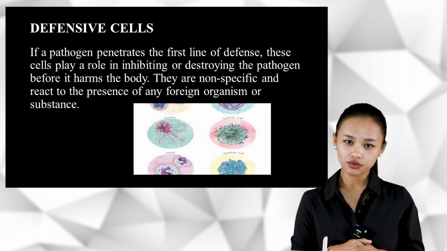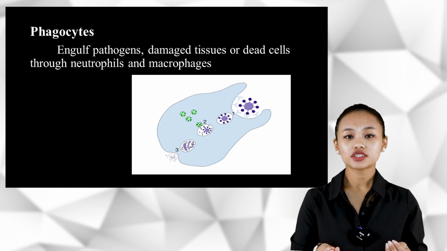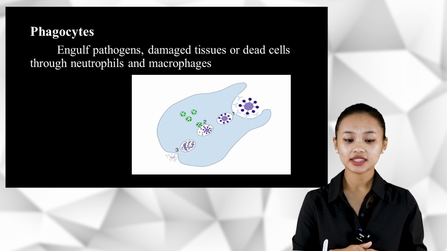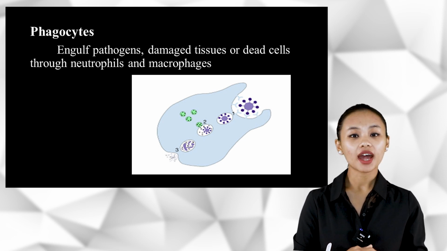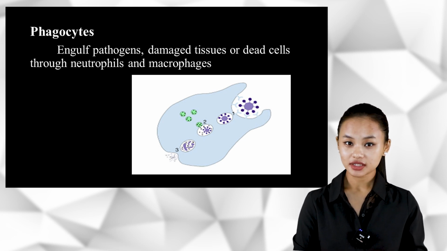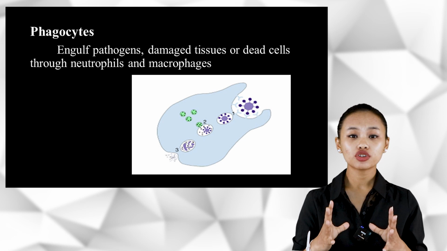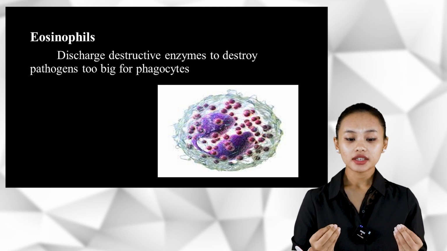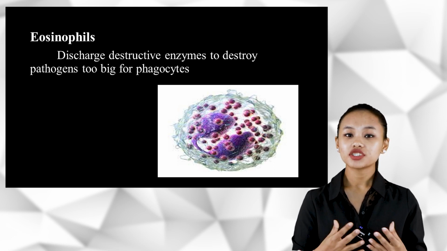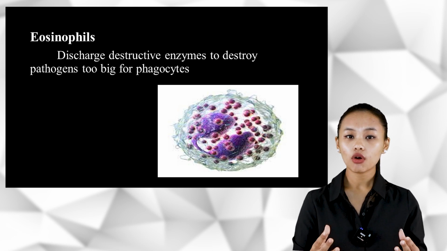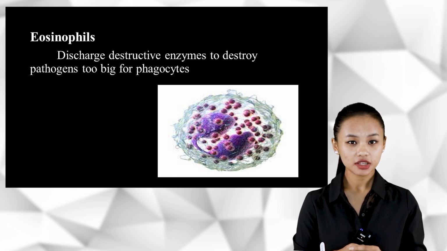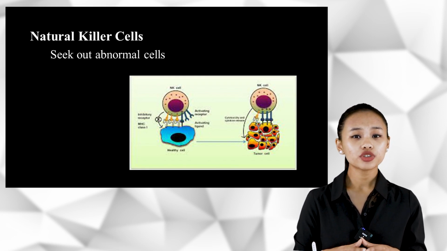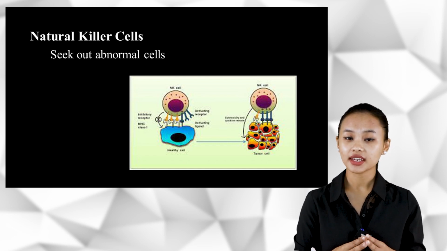What do these phagocytes do? These phagocytes will engulf the pathogens, the damaged tissues or the dead cells through neutrophils and macrophages. Next, if these pathogens are too big for the phagocytes to perform their function, then the eosinophils will discharge destructive enzymes in order to kill these types of pathogens. There are also natural killer cells which will seek out the abnormal cells and kill them.